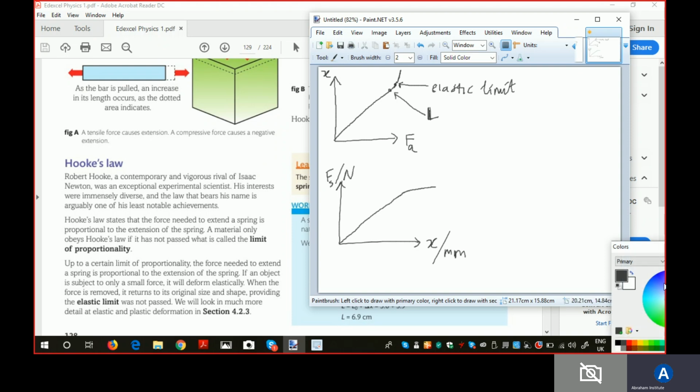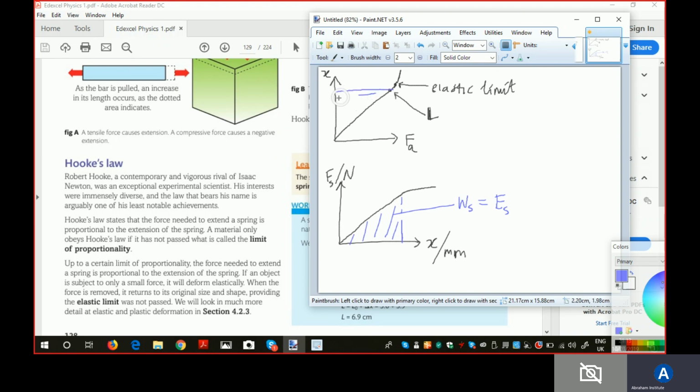And by the way, the area between the curve and the extension axis, let's say this one, is the work done on the spring. Also, we can say the work done on the spring is the elastic strain energy of the spring, of the material. It doesn't need to be a spring. Same way here, it will be this area.